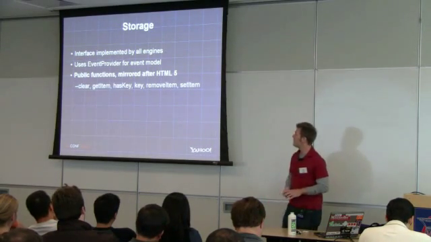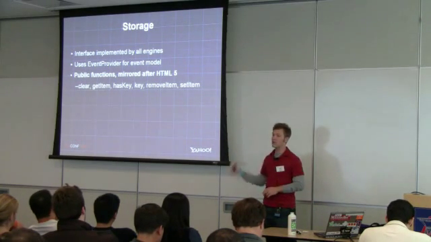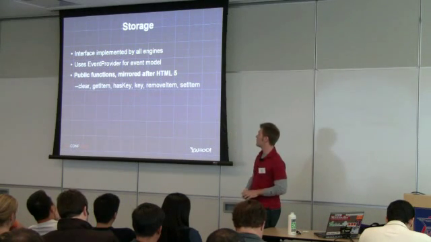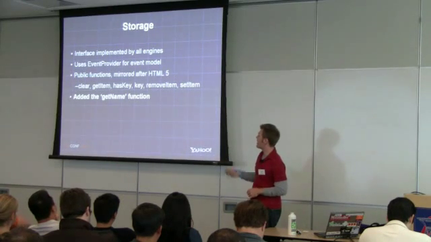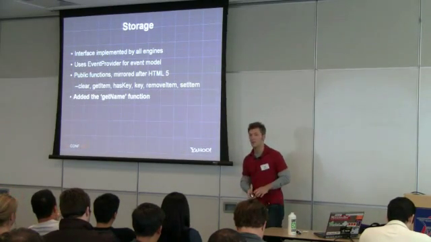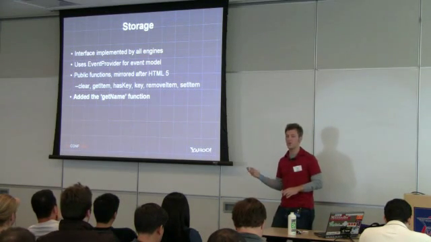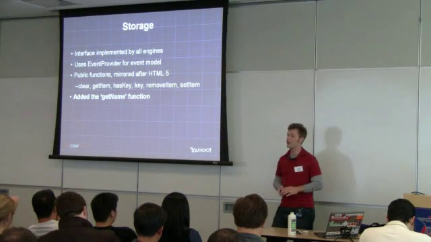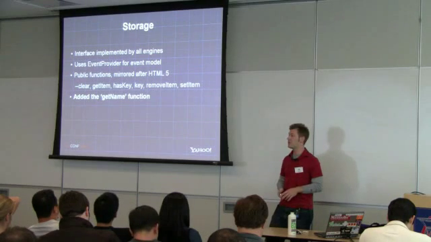These are the public functions that are spec'd out in HTML5, and all of them exist with all of the storage engines, and storage is what handles it. We have added one new function, the getName function, and that's going to return that constant ENGINE_NAME that was defined when the constructor was created. This just allows you to tell what storage engine you have.